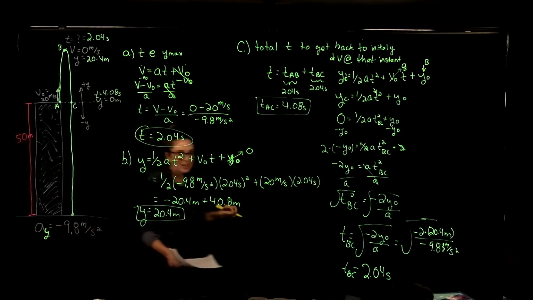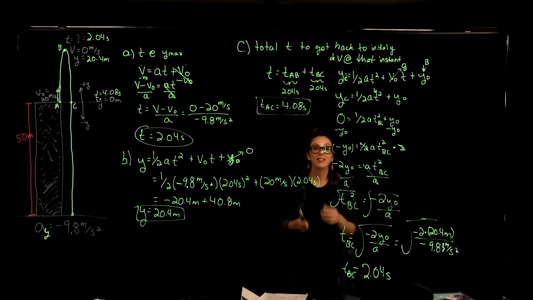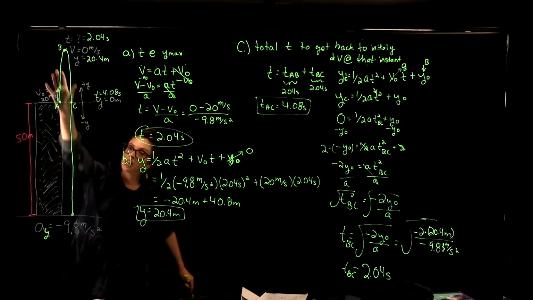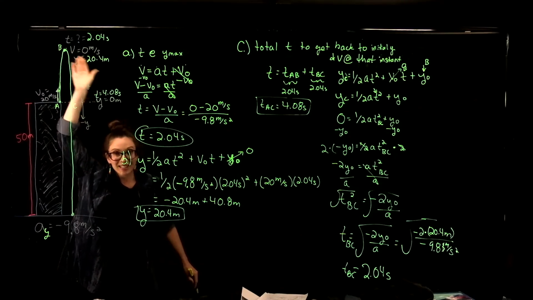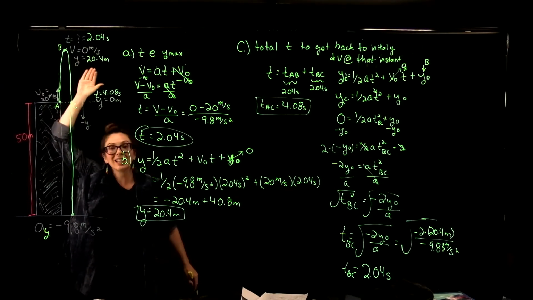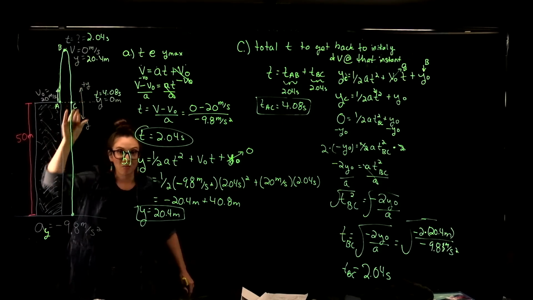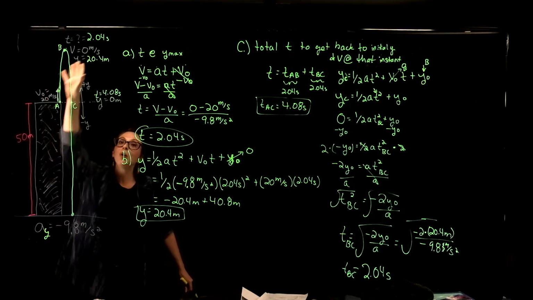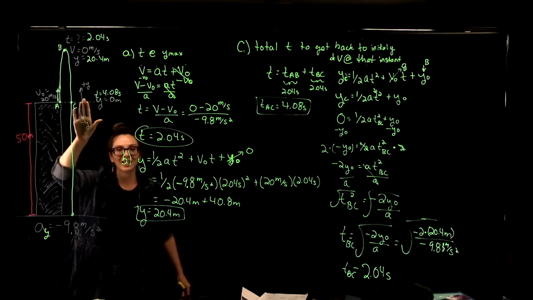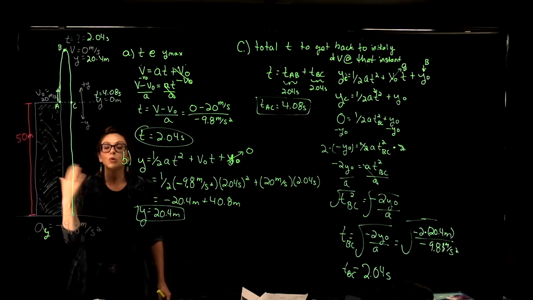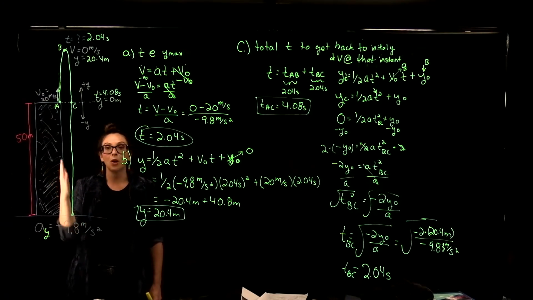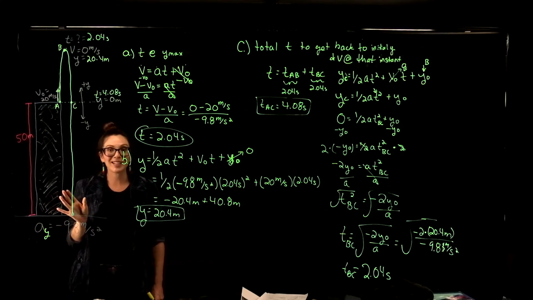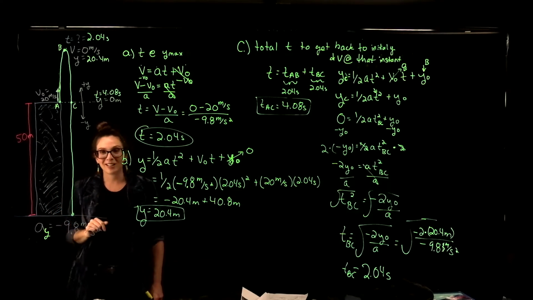So the interesting thing here is that the time it takes our stone to reach its max height is the same as the time it takes the stone to get from that max height back down to the position from where it started. And so the total time to go from A to C is going to be twice the time it takes for the stone to go from A to B or B to C. That's always the case for any projectile motion.